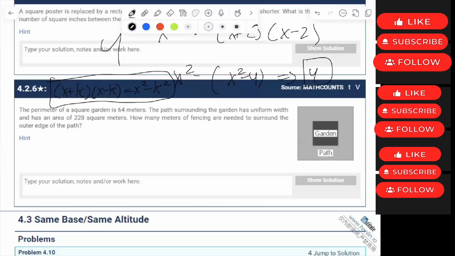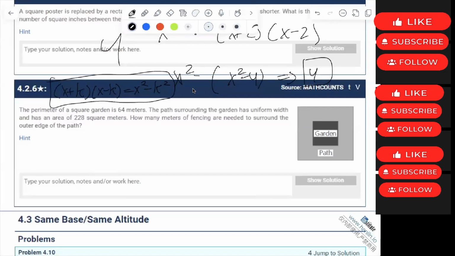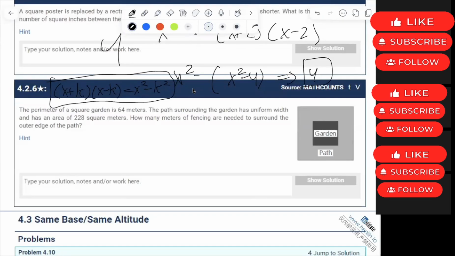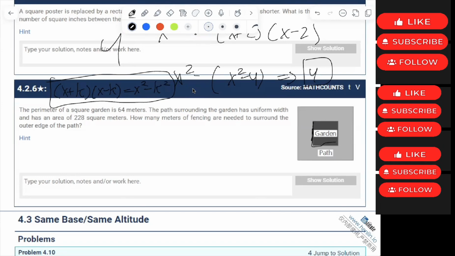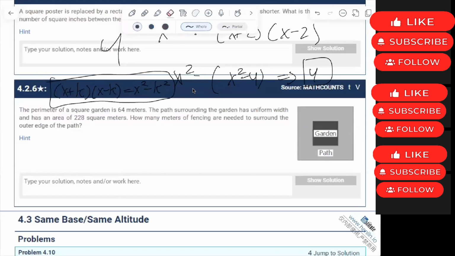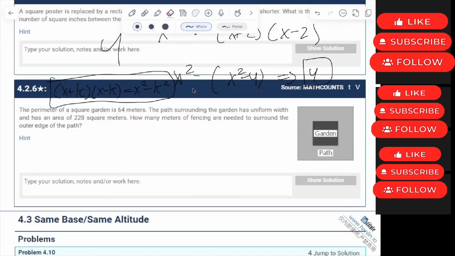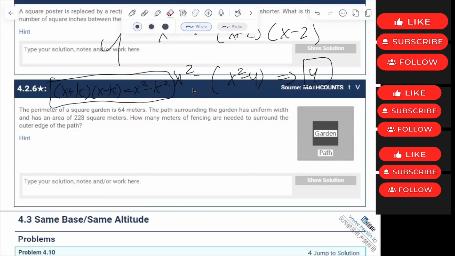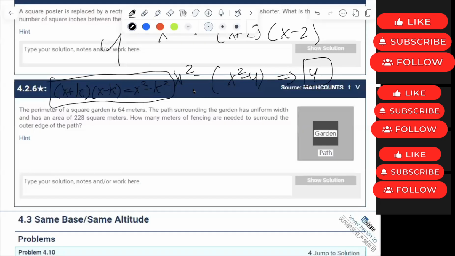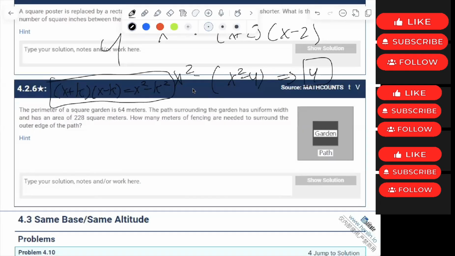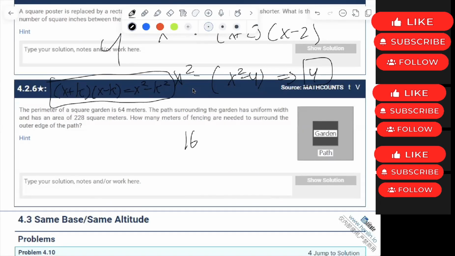All right, let's get started with this question now. So basically, how will we approach this? Well, the square garden is right over here, and the perimeter of this square garden is 64. So since it's a square garden, the side length of that square is going to be 16.